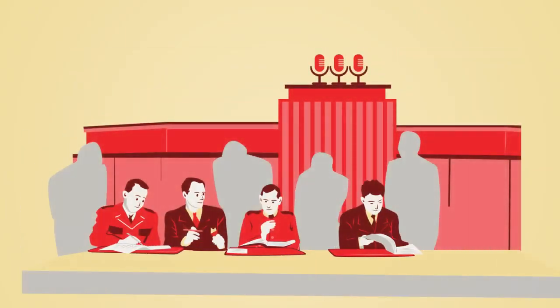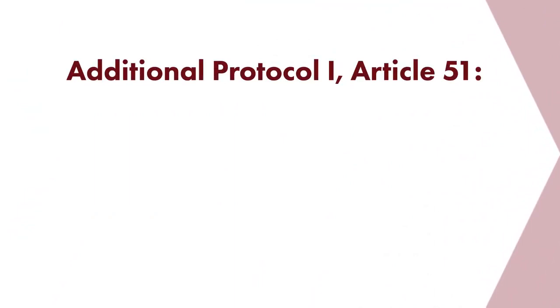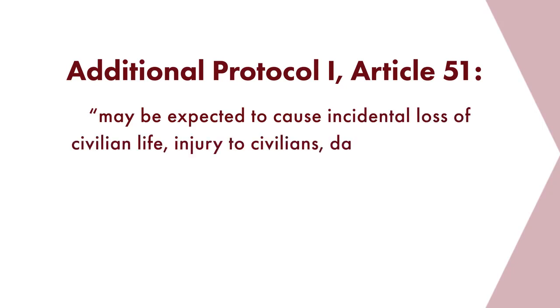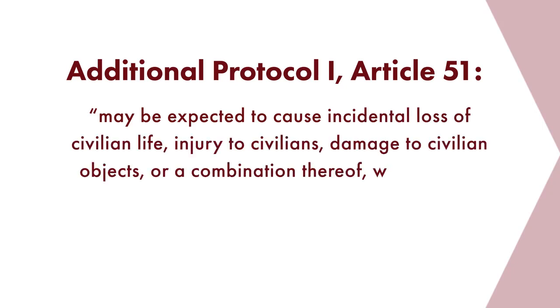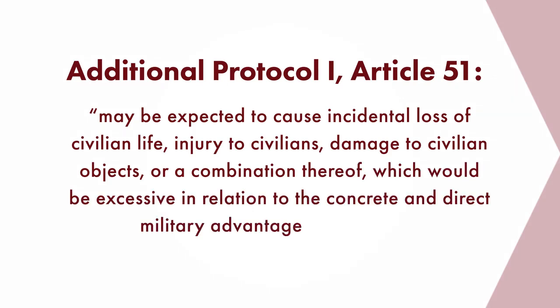The principle of proportionality, as understood today, was written in its final form in 1977 as part of Additional Protocol 1 to the Geneva Conventions of 1949. Article 51 of Additional Protocol 1 states, "An attack should not be conducted if it may be expected to cause incidental loss of civilian life, injury to civilians, damage to civilian objects, or a combination thereof, which would be excessive in relation to the concrete and direct military advantage anticipated." There are four important things to note from this definition.